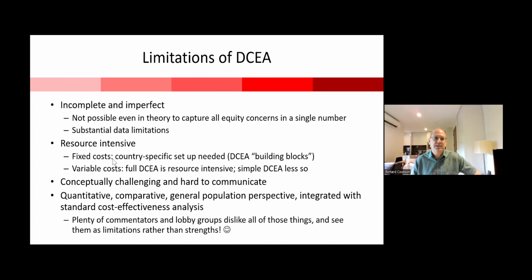It is resource intensive to set it up in a country, and there are various DCA building blocks that need to be set up. And in fact, Marianne Beaujolais is in the audience today. She's helping to set up one of the building blocks in Australia, which is the preference elicitation survey of what the public think should be the equity weights and so on. So that's one of the building blocks. I'll come on to the others later. And then, doing a full DCA can be resource intensive. But as I'll show you later, a simple DCA is easier to do once the prevalence data are there, once the web tool is set up, then it's quite easy.